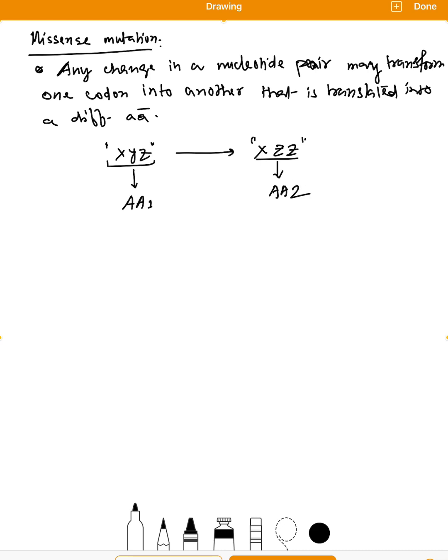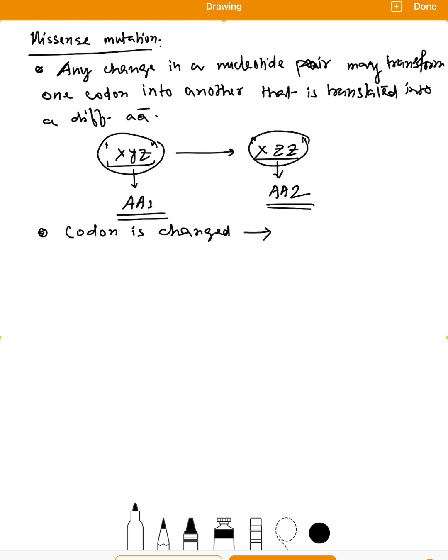So this type of mutation where the codon is changed due to mutation, and due to the change in codon the amino acid is also changed, is known as the missense type of mutation. Here the codon is changed, and due to the change in codon the amino acid is also changed. That means the protein will be changed. So what we can conclude is that the codon is changed due to mutation, and along with it the amino acid is also changed.